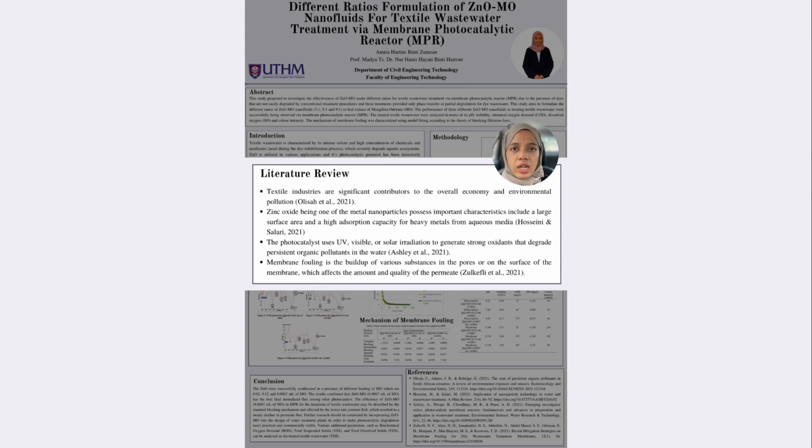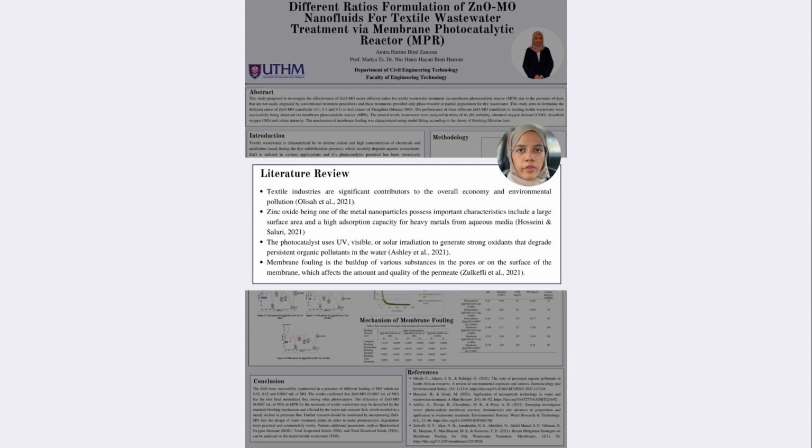Okay, for the literature review, water contamination due to the failure of the textile industry to appropriately discharge their wastewater is currently one of the world's greatest challenges. Textile industry are significant contributors to the overall economy and environmental pollution, as stated by Olisa et al. 2021. Effluents containing dyes are significant environmental pollutants that also affect human health, as the textile industry generates vast quantities of highly coloured wastewater containing a variety of persistent pollutants.